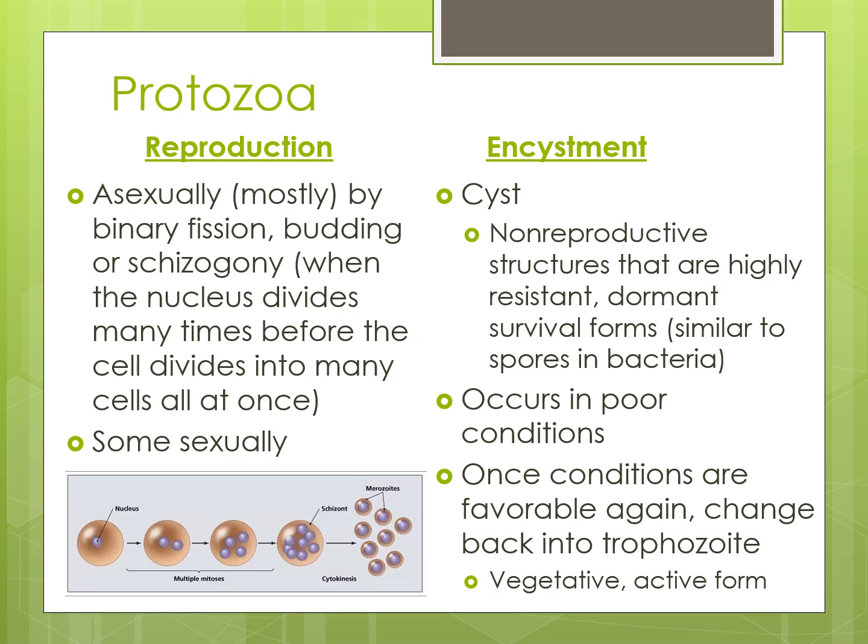And then we need to talk about encystment. Encystment, when it comes to protozoans, is not dissimilar to bacteria producing endospores. So a cyst is going to be a non-reproductive structure that is highly resistant, a dormant survival form. So again, similar to those endospores when it comes to bacteria, this is going to occur during poor environmental conditions. And once conditions are favorable again, then our protozoan is going to return back to its normal state.